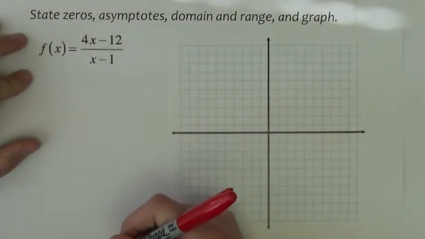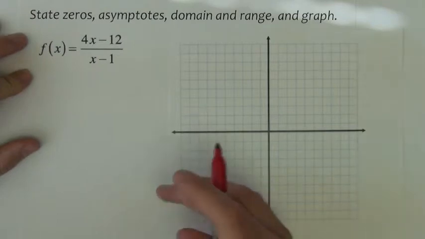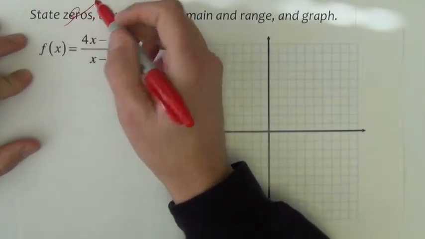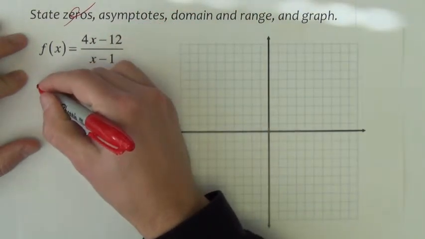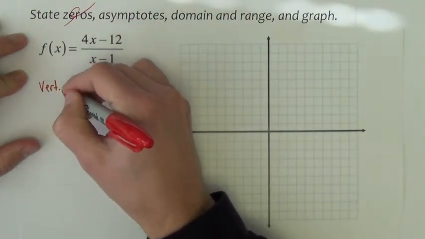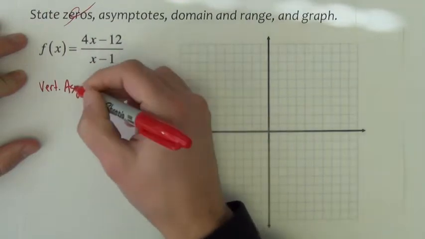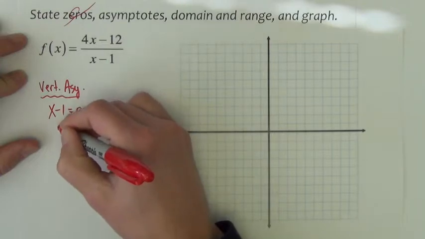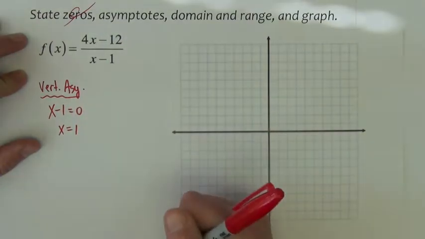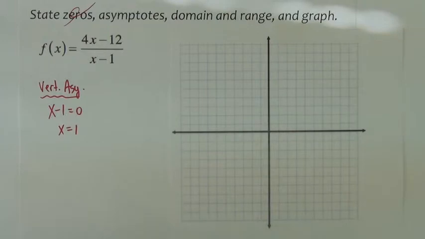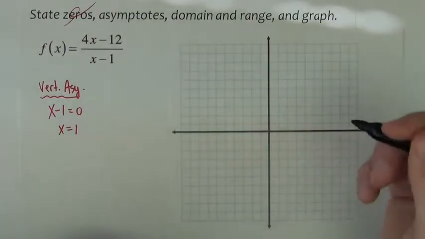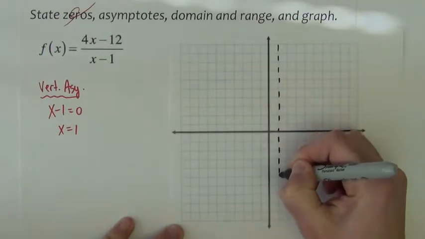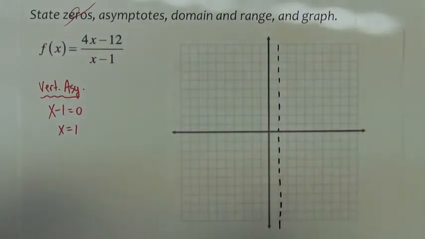Okay, the directions on this slide say state the zeros, the asymptotes, the domain and range, and graph. I'm not going to worry about the zeros right now. Let's just begin with the asymptotes. The vertical asymptote. I take the denominator x minus 1, set equal to 0 and solve for x. At x equals 1. So on my graph, at x equals 1, there's my vertical asymptote.